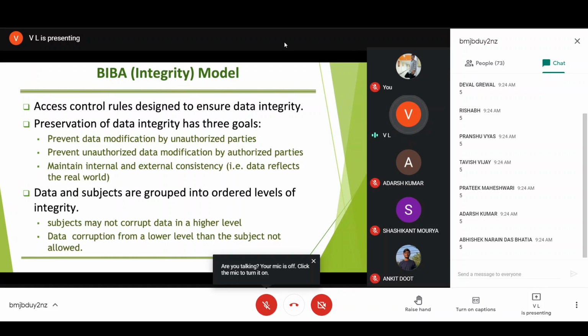So the Biba model is actually concentrating on integrity. So it prevents data modification by unauthorized parties, prevents unauthorized data modification by authorized parties, and maintains internal and external consistency. So a subject may not corrupt data at a higher level. Data corruption from a lower level than the subject is not allowed.